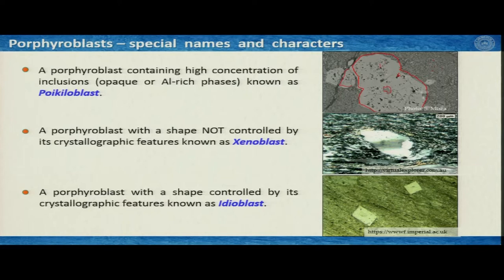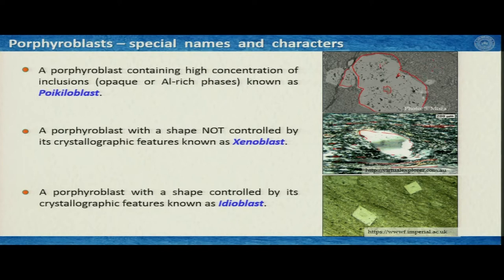Now a porphyroblast with a shape that is not controlled by its crystallographic features is known as a xenoblast. For example, again we are looking at a porphyroblast that has grown, and you see that it has a lot of finer grains outside. You can also figure out a foliation here, but this crystal which you see inside really does not have any crystallographic features within it. So we will call it a xenoblast. On the other hand, if a porphyroblast appears to us with some sort of crystallographic features within it, then these are known as idioblasts.